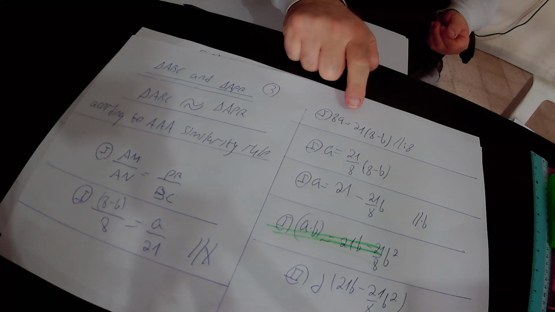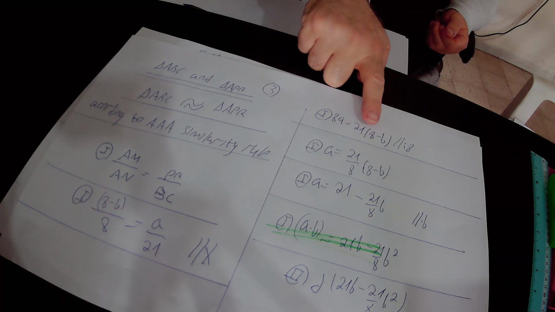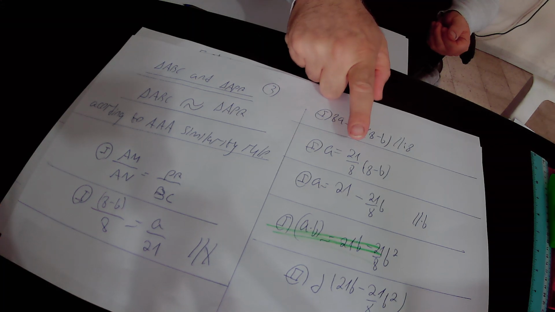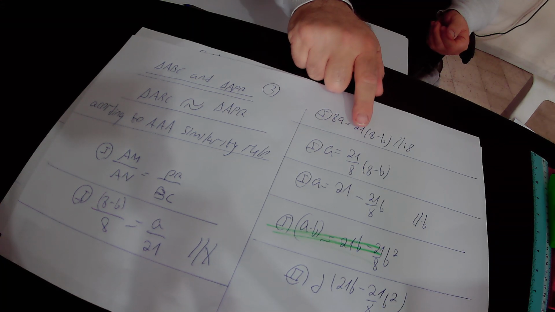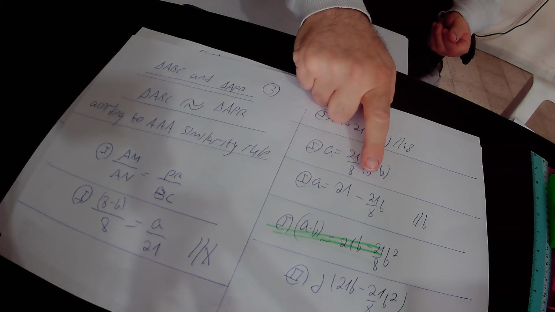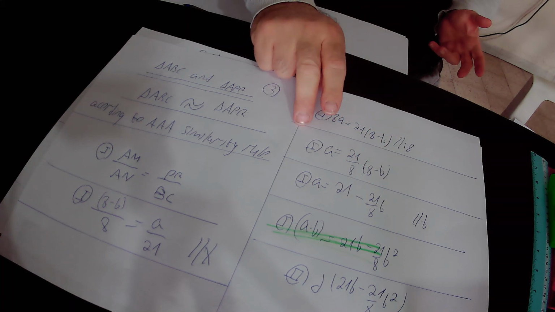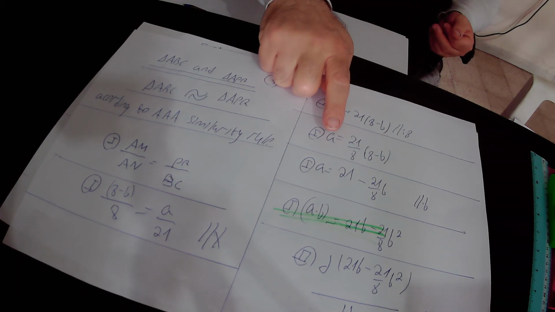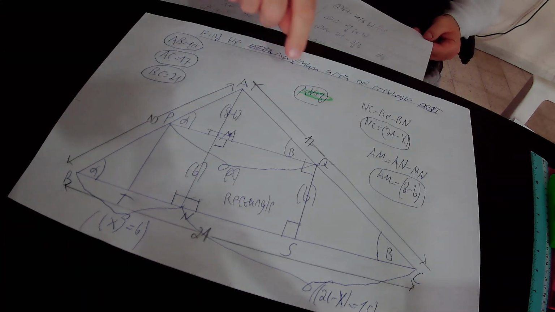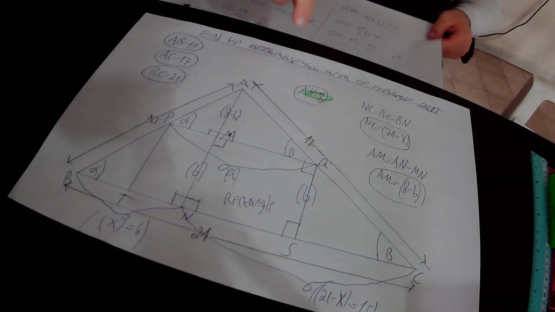Okay, so here we open the brackets on this side of equation 1. We found that A equals 21 over 8 times 8, that is 21, and 21 over 8 times minus B is minus 21 over 8 times B. So according to equation 1, A equals 21 minus 21 over 8 times B. A is the length of this rectangle PQST.